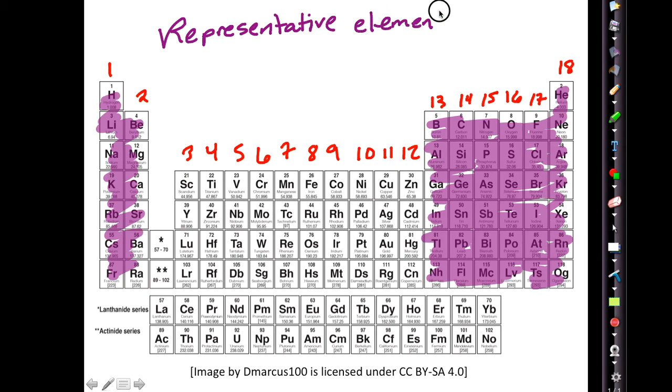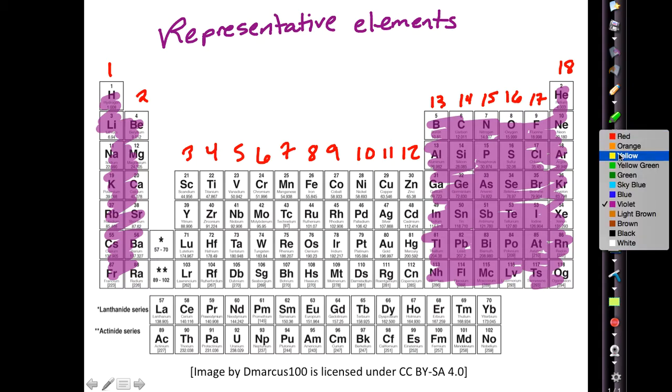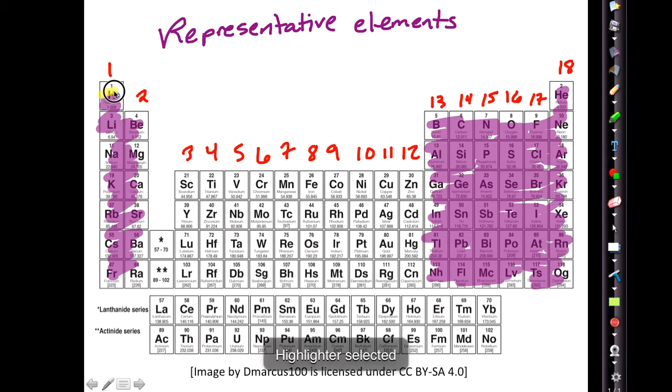Now we do find within this group of representative elements that there are a wide variety of chemical and physical properties. But within this larger group of representative elements, there are a couple of groups of note that we should be familiar with. So we'll kind of go through in a different color here and talk about a few of these groups, starting with the first column. Over here, column number 1.